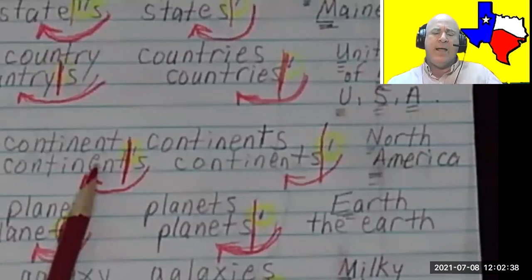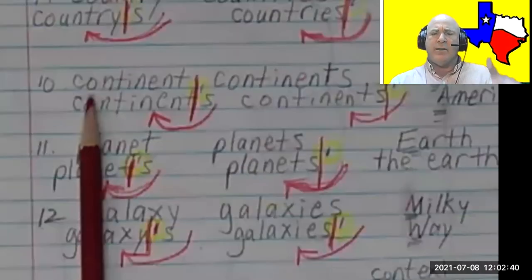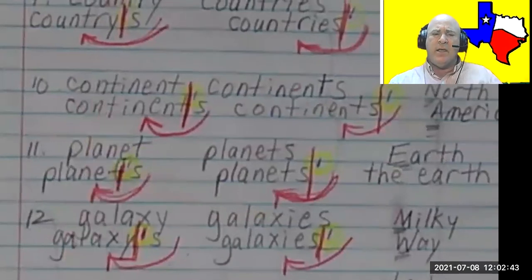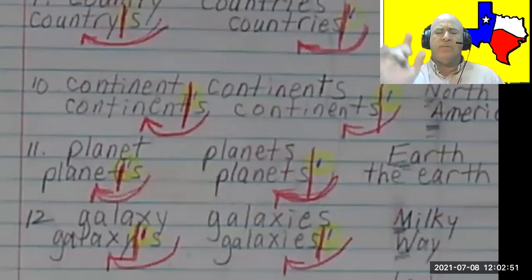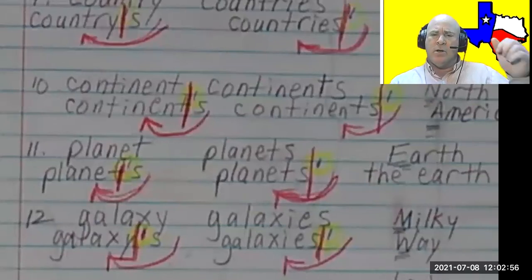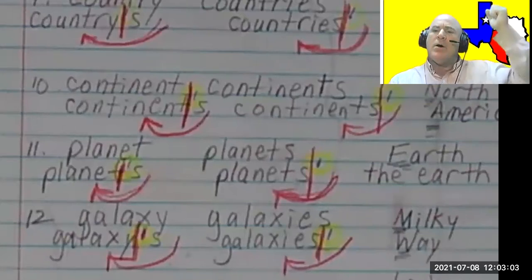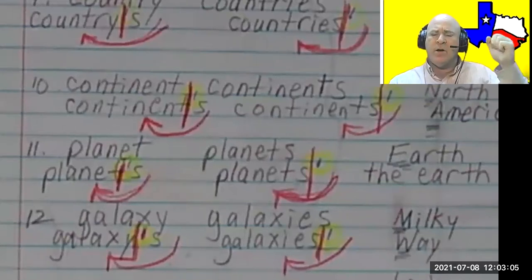11, planet. I'm going to go a little bit faster now. Planet, singular. I love the planet I live on. Planets, plural. The planets around Earth are Venus and Mars. Notice I didn't put a comma because there's only 2 planets that we were talking about comparing our planet.